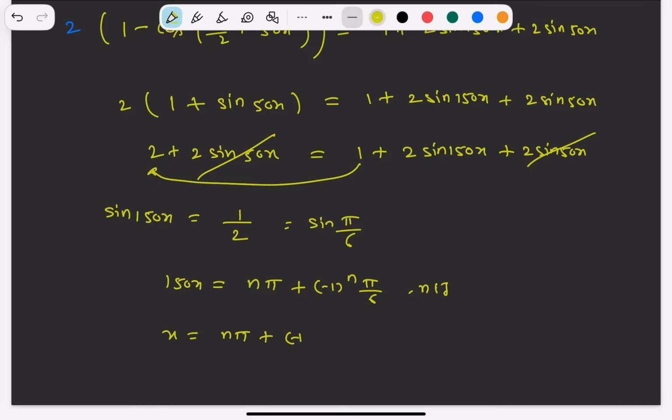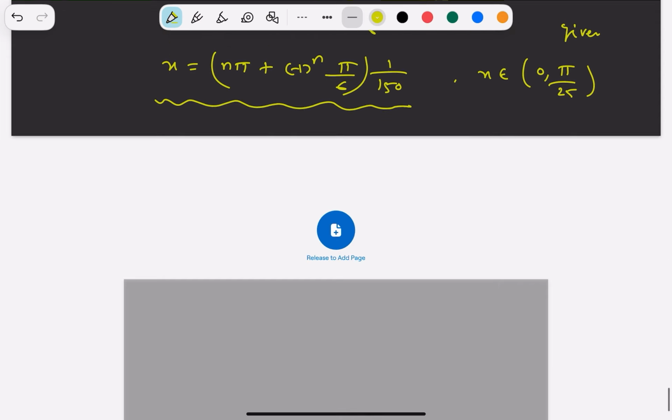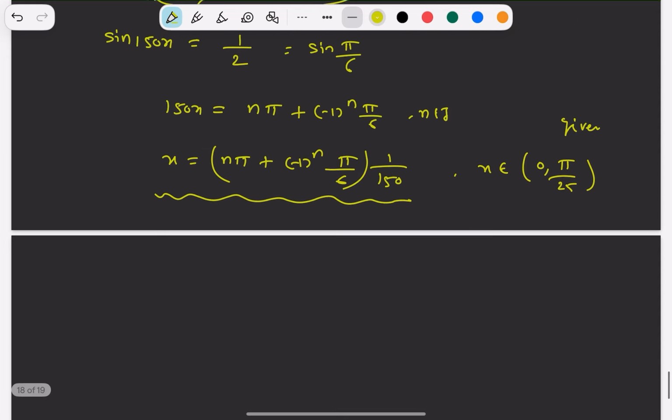Alpha means pi by 6, obviously n is an integer here, so x will be n pi plus minus 1 raised to power n and pi by 6, and obviously divided by 150. One thing you should note is that x belongs to 0 to pi upon 25. This is given in the question, correct or not? So up to here it's fine, correct or not?